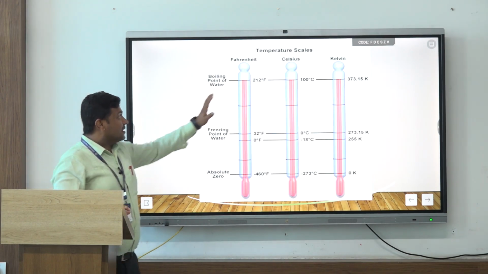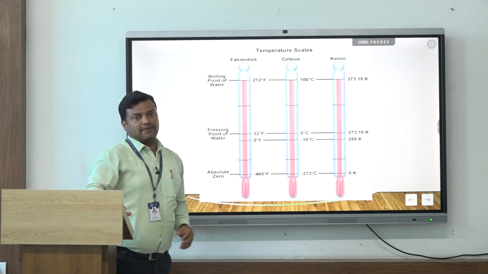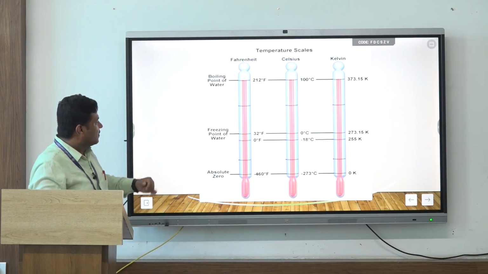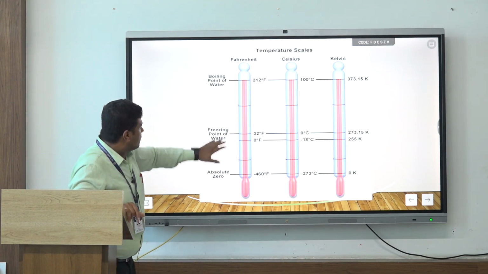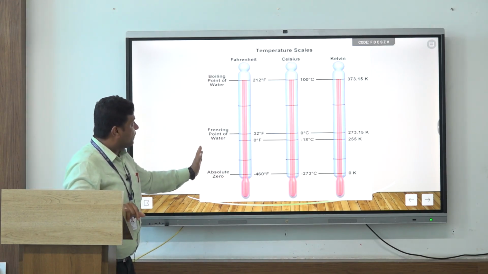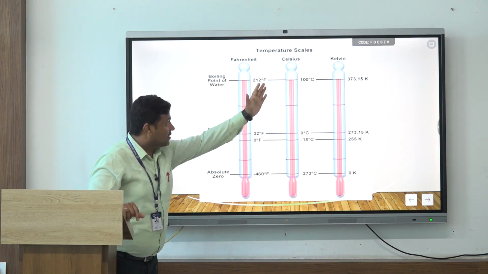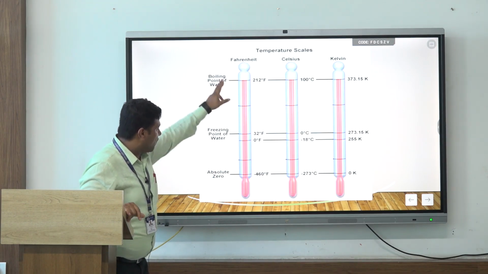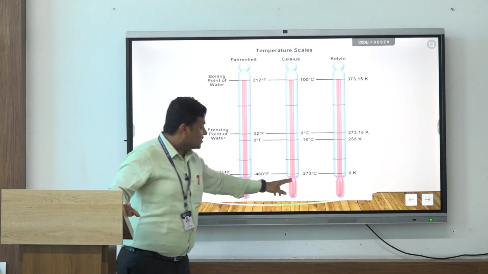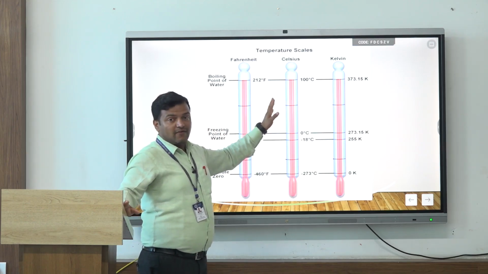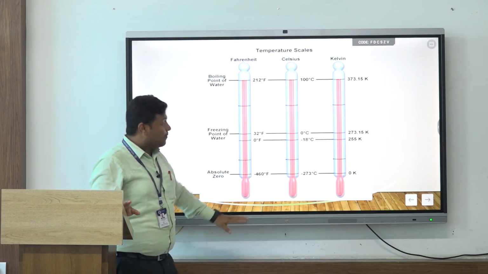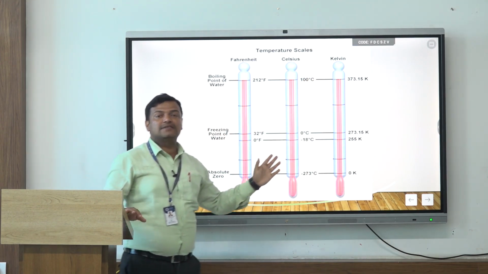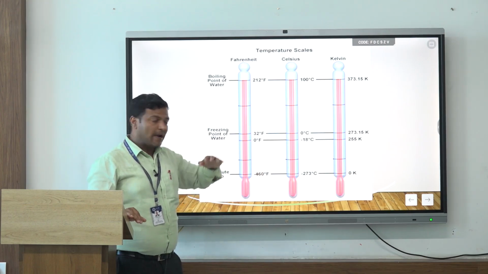Here a temperature scales comparison is given, showing how these scales compare. We will see when the Fahrenheit scale is there, we compare it with Celsius and with Kelvin. At the bottom, at absolute zero temperature, minus 273 degrees Celsius is there on the Celsius scale. At the same point, 0 Kelvin is there on the Kelvin scale. This is the comparison of various scales on one platform.